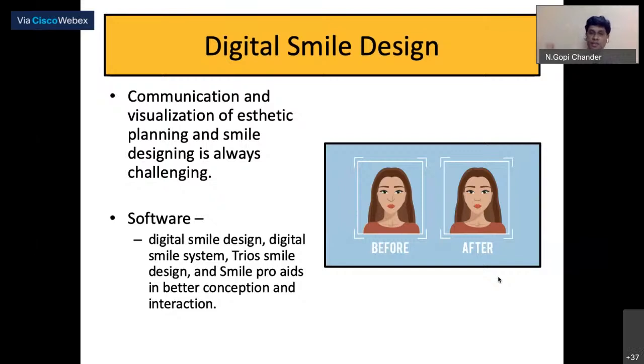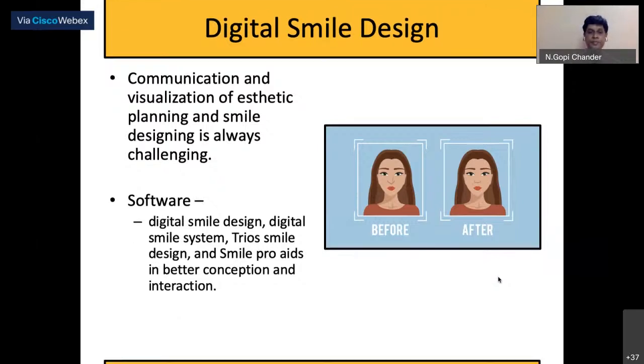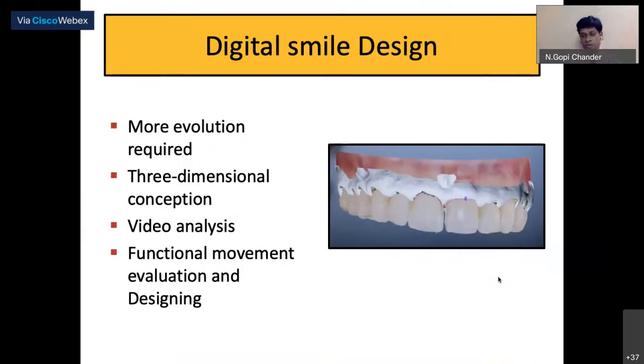Explain to the patients, and you will also know what exactly the restoration is going to look like, and you can give the best of restorations and the best of smiles to the patients. Of course, what we have now are the advanced versions, but more evolution is required in all these smile design platforms and applications. A more three-dimensional conception is necessary to make better designs of the restorations.